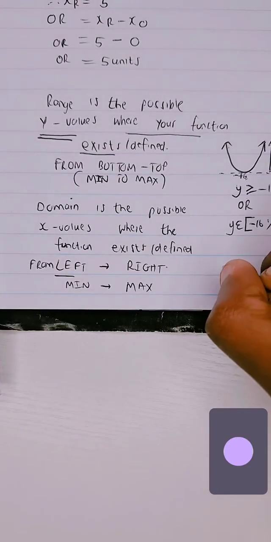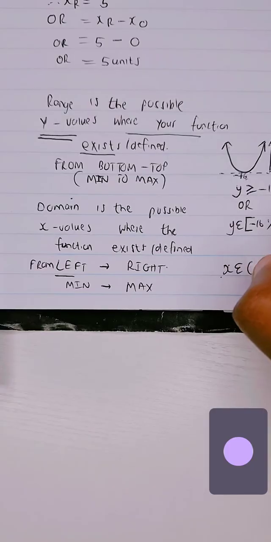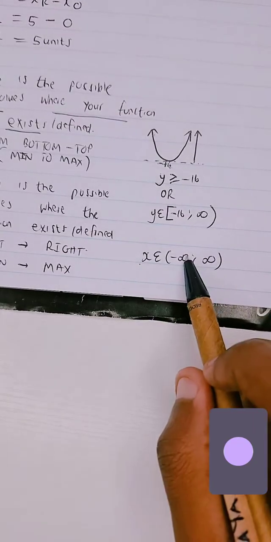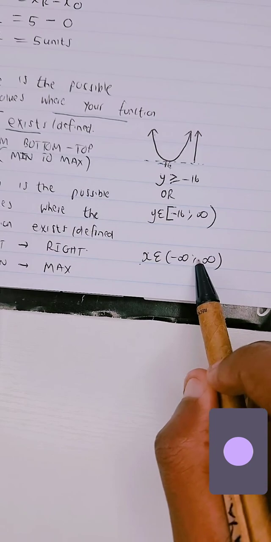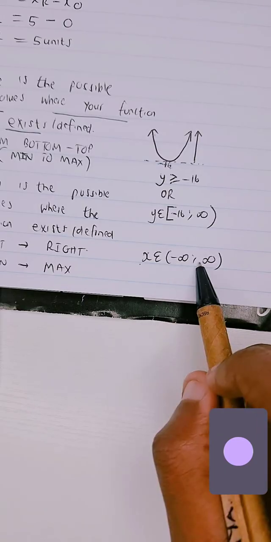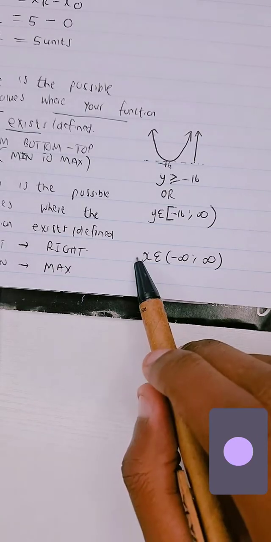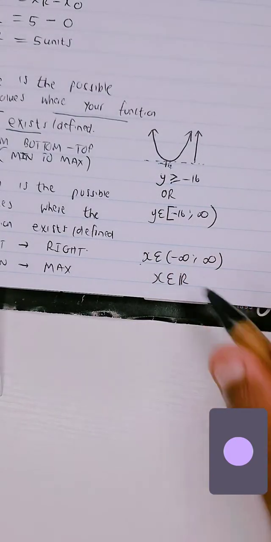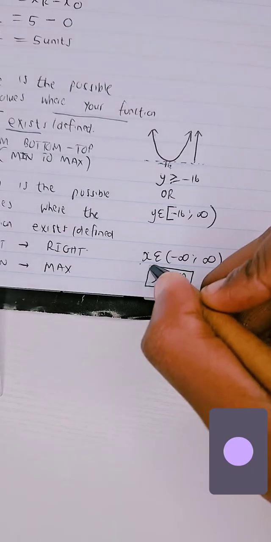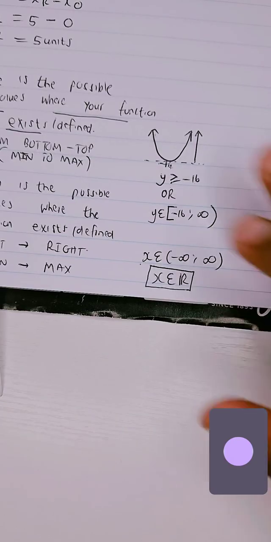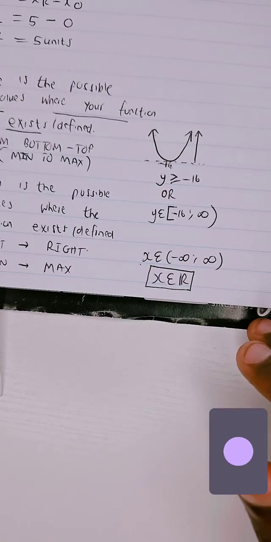So the domain can be written as x is an element of negative infinity to positive infinity. You see those lazy 8s, lying down instead of standing up. Negative infinity to positive infinity, open brackets, shows forever from the left, forever to the right. Or you can just write it as x is an element of the real numbers. So that's for the parabola.